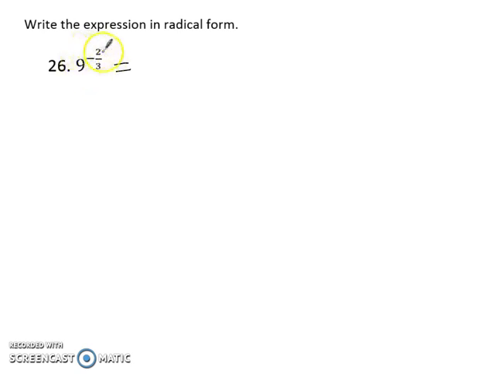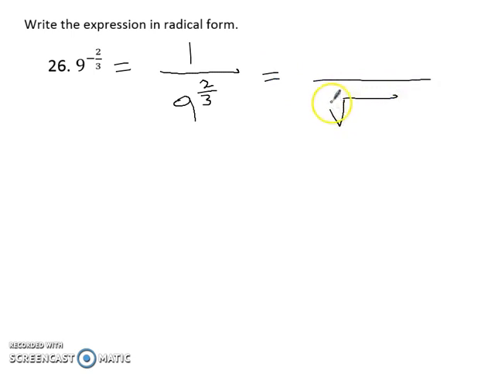So I notice that I have a negative exponent. I don't want a negative exponent. I want to deal with a positive exponent. So I'm going to write 1 over 9 to the 2/3 power. Now from here, I end up with a root, a third root because of the 3 in the denominator, third root of 9 to the second power, and that's under a 1.